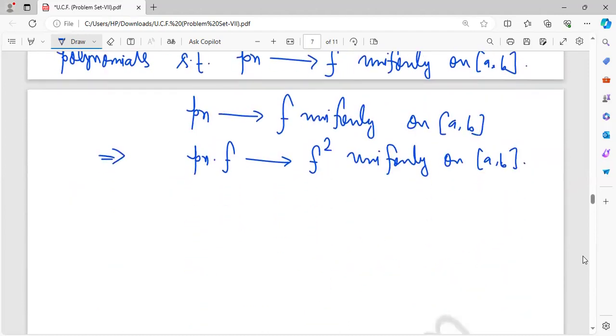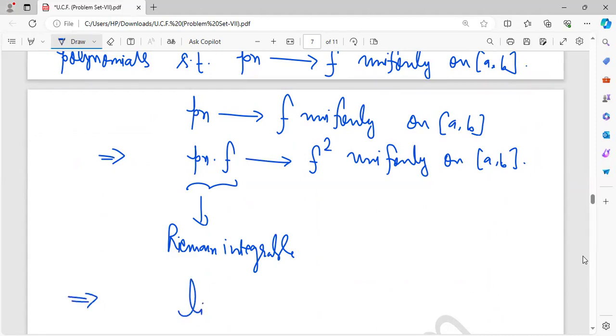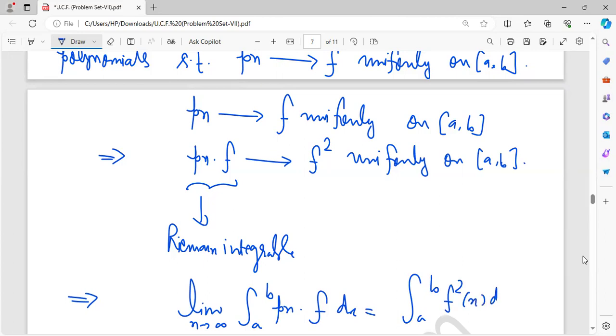Now this function Pn is a polynomial, so Riemann integrable. f is also Riemann integrable. Product of two Riemann integrable functions is Riemann integrable. Because this convergence is uniform, it will also be Riemann integrable. Since f is also continuous, by that fact it is also Riemann integrable. No problem. So we have limit n tending to infinity of integral a to b Pn f dx is equal to integral a to b f square x dx.